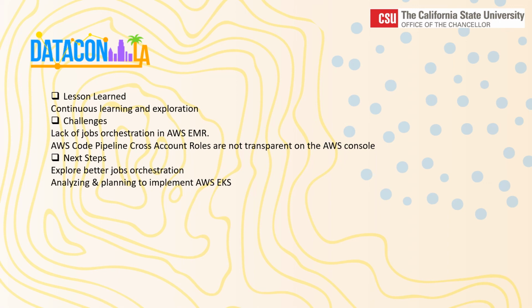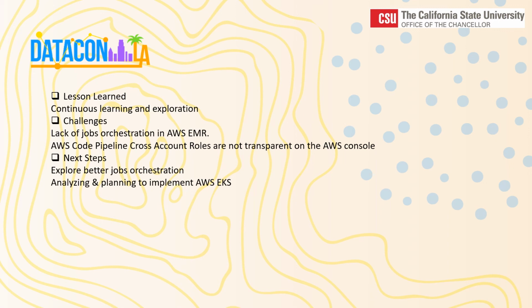Some of the existing challenges still need to be addressed in the next steps. For example, there is a lack of job orchestration in the EMR cluster. Workflow is currently implemented using a CloudFormation template to manage job dependencies. Another challenge is that code pipeline cross-account roles are not transparent on the AWS console. To work around this issue, a CloudFormation template and AWS CLI commands are the only way to create and make changes for the cross-account code pipeline.